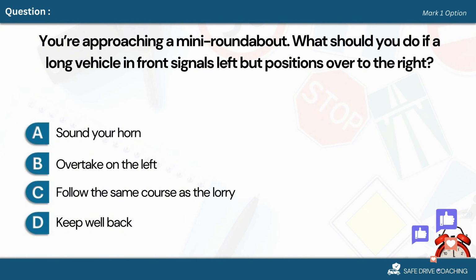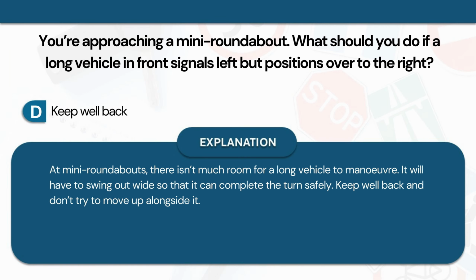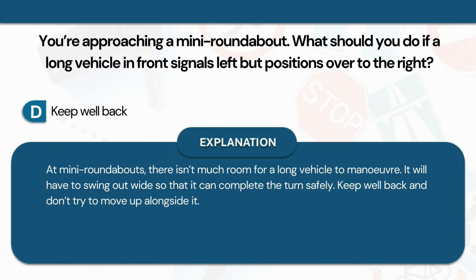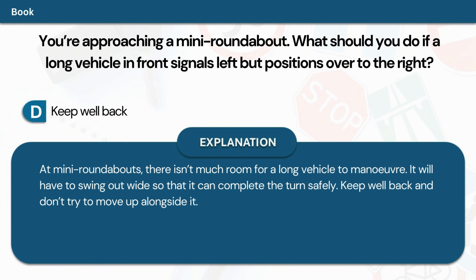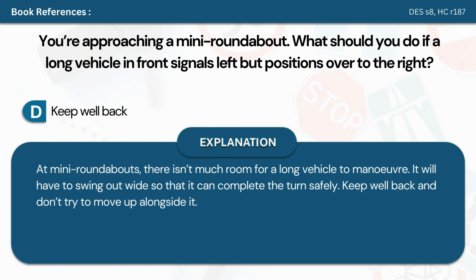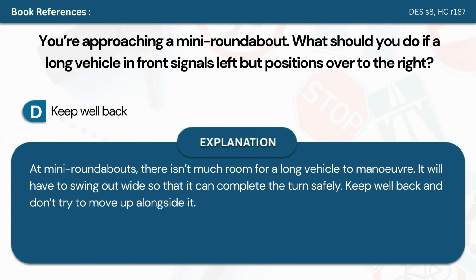The correct answer is D. Keep well back. At mini roundabouts, there isn't much room for a long vehicle to maneuver. It will have to swing out wide so that it can complete the turn safely. Keep well back and don't try to move up alongside it.